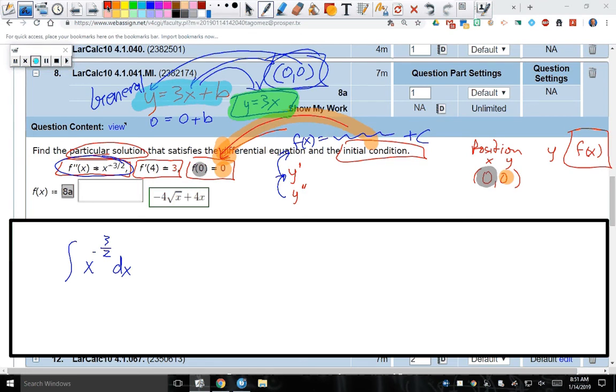And the reverse power rule says I'm going to do what to this negative 3/2? Anyone? Add 1. I'm going to add 1, right? And when I add 1, what's the fraction that I'm adding? 2 over 2. A form of 1 is 2 over 2. And we chose 2 over 2 because we need a common denominator. So this negative 3/2 plus this form of 1 is going to give us negative 1/2. So our antiderivative is x to the negative 1/2.